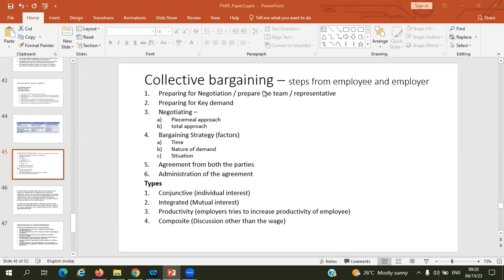Nature of demand is whether it is financial or non-financial. What kind of demand are you making? Situation: the company is in loss, the company is not making good profit, or the company is in good profit. So your demand they will listen. They will ask people what the mood of the management is. So it all depends. All these factors control and influence the bargaining strength.